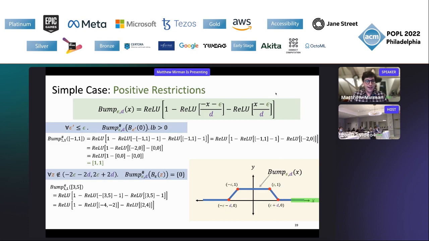And we can simplify by negating -3, 5 and subtracting 1 to get -4 and -2. And for the other ReLU, we get the interval 2 to 4. And simplifying again, we get 1 minus 0 to 0 minus the interval from 2 to 4, which of course simplifies to 0, 0. So our sanity check has passed.